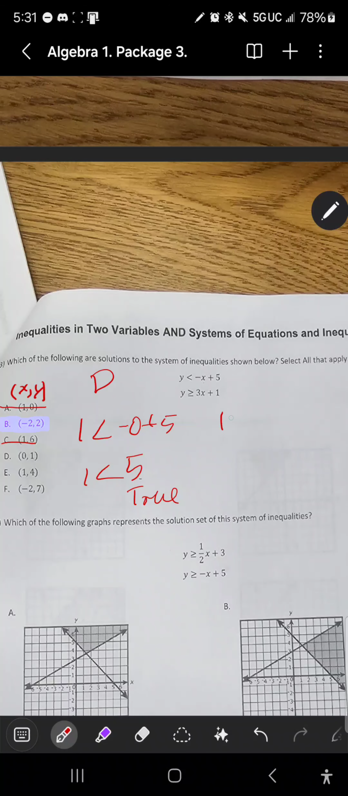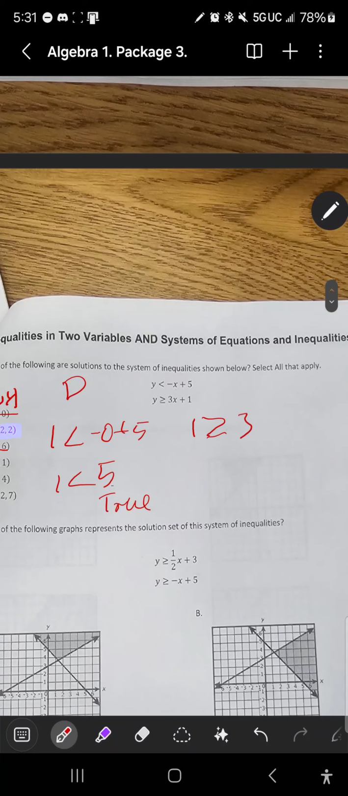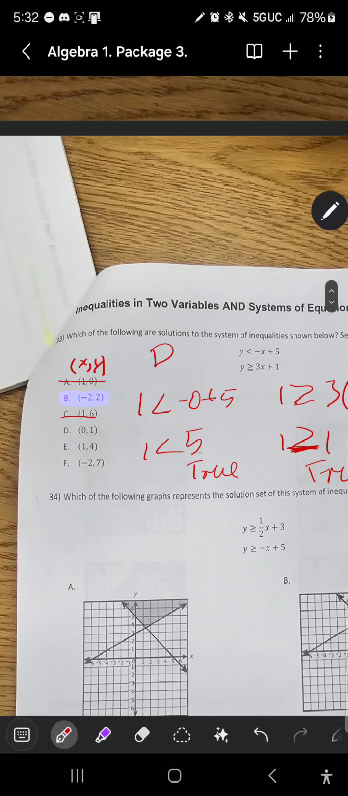Let's look at the other. 1 greater than or equal to 3 times 0 plus 1. 1 greater than or equal to 1. This is also true because we have the equal sign in the bottom, so it could be equal to 1. So this is one of our answers.